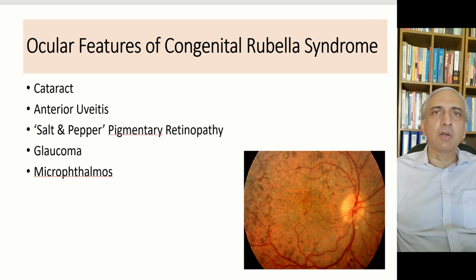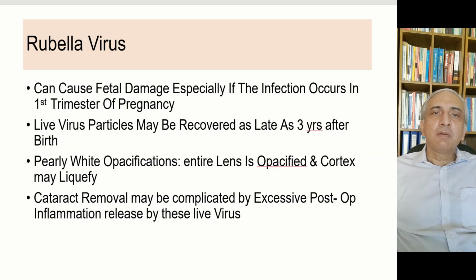pepper pigmentary retinopathy, which is seen over here, glaucoma, microphthalmos. There are multiple things. So when rubella started off, there were about 30,000 mothers and children affected with it in the United States at that time. But now it's been controlled by the MMR vaccine, which every child gets after he's born, and then he gets a booster later on. It's a live attenuated virus, so you get antibodies against this throughout your life.